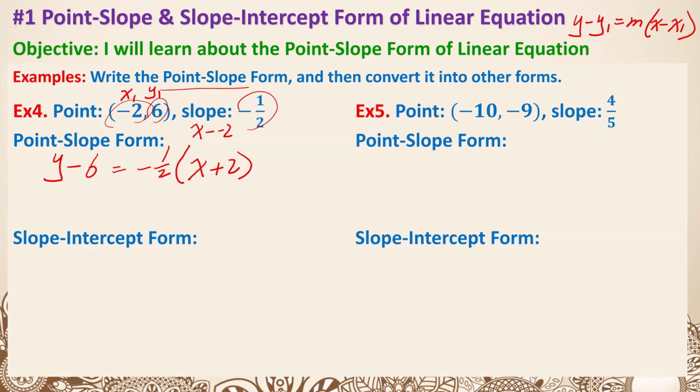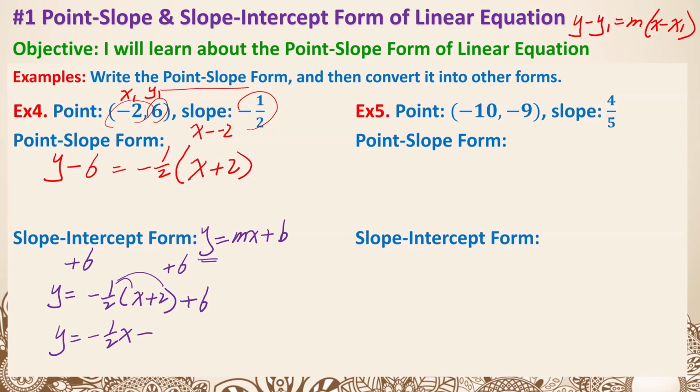But next, it does ask you to simplify or convert it into slope-intercept form. Slope-intercept form is y equals mx plus b, so our goal is to get y by itself, which means we add 6 on both sides, giving us y equals negative 1/2 times x plus 2, then plus 6. But we can't keep it like that. In slope-intercept form we don't have parentheses, so we need to distribute and get rid of them. Y equals distribute negative 1/2: negative 1/2 x minus 1 plus 6 simplifies to y equals negative 1/2 x plus 5. That's example 4.